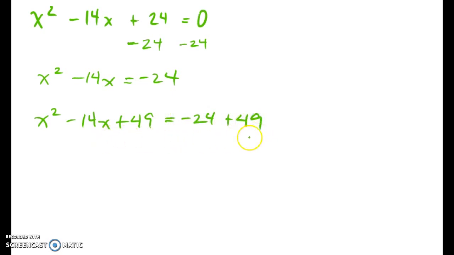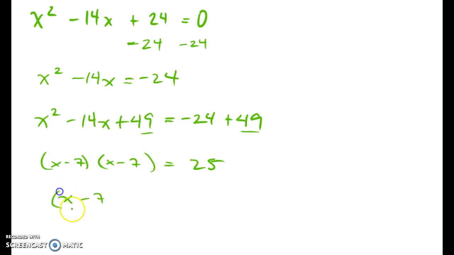Okay, so we have to keep the equation balanced. So since we added 49 here, we've got to add 49 here. And now we have a perfect square here. So we've got x minus 7, x minus 7. Okay, and then negative 24 plus 49 is 25. And this is x minus 7 squared is equal to 25, square root of both sides.